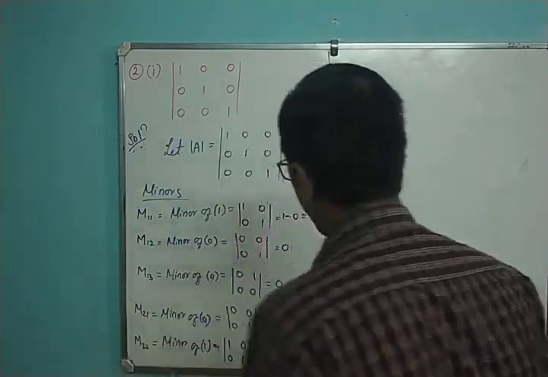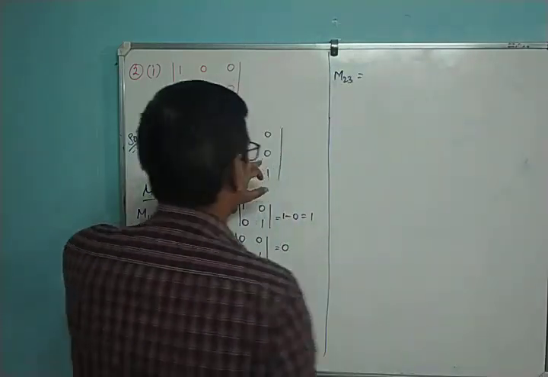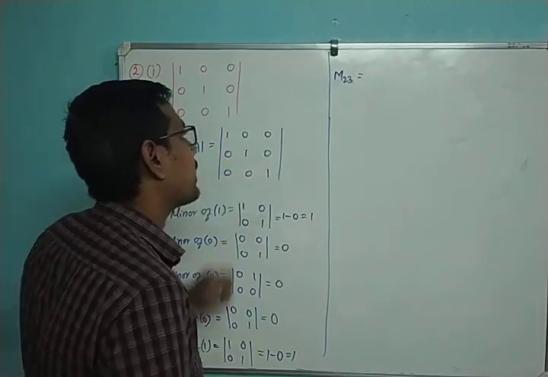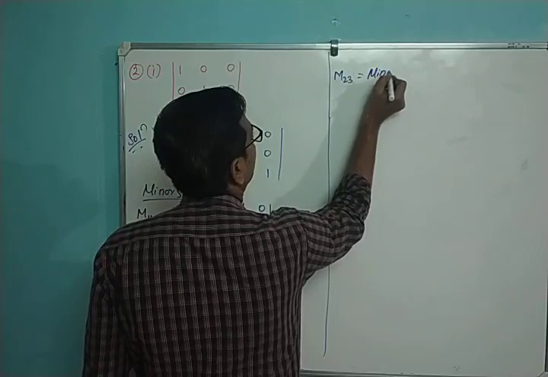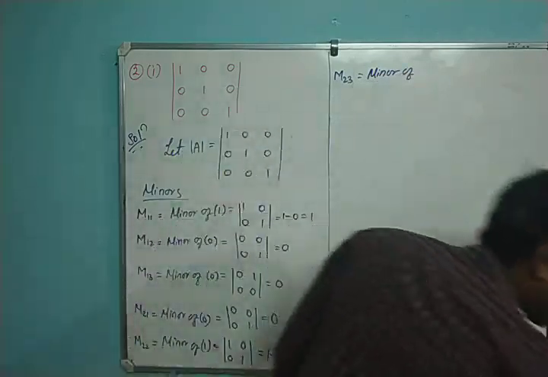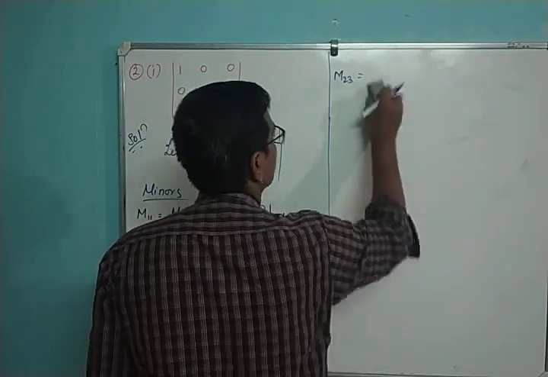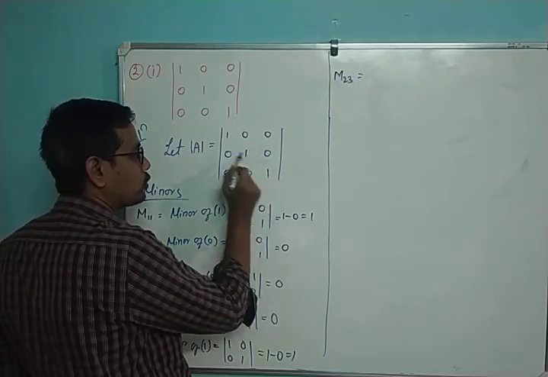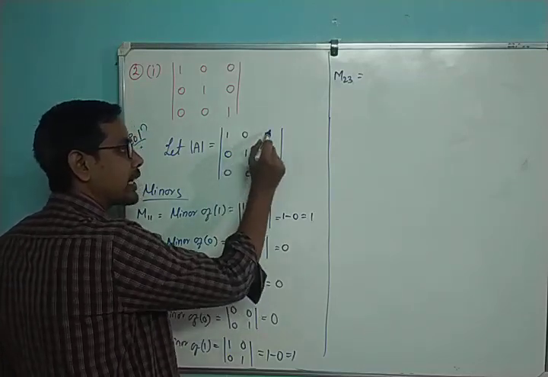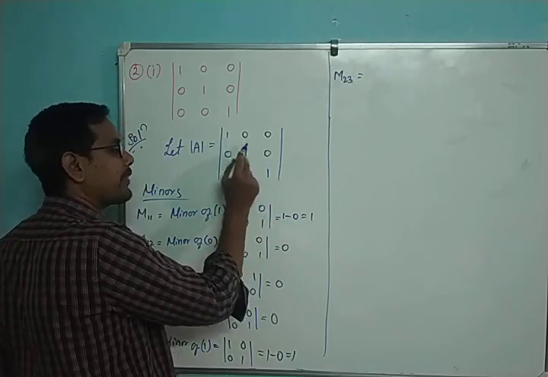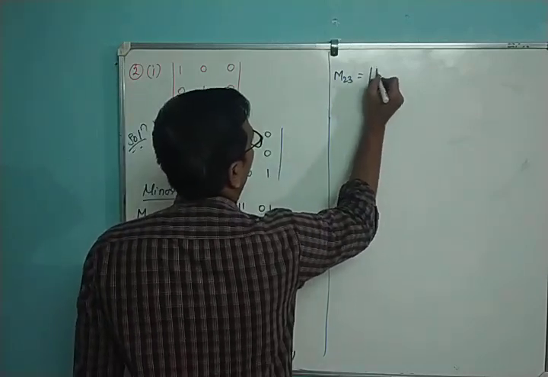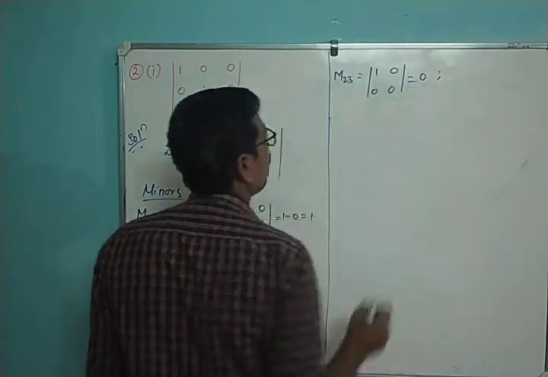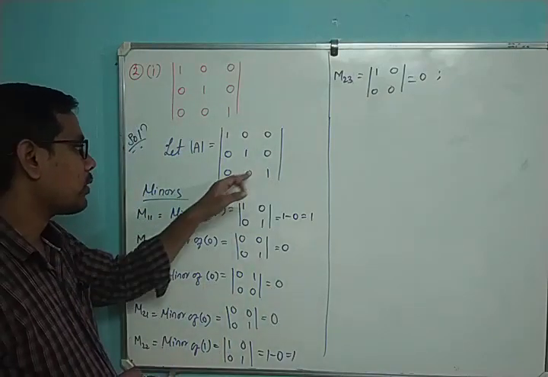M23. So M23 is what? M23 is minor of this value, this 0. Minor of 0 is what? Or directly we can write. So no issues, no need that you have to write it each and every time. If you understand, it's well and good. So minor of this 0. So leave the row and column containing 0. So second row and third column is left out. So what are the elements remaining? 1 0 0 0. This is nothing but 0. Okay. So then M23 is over. M31.